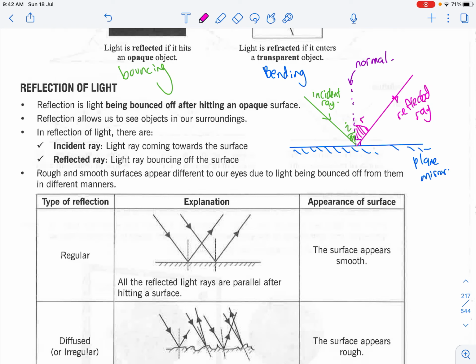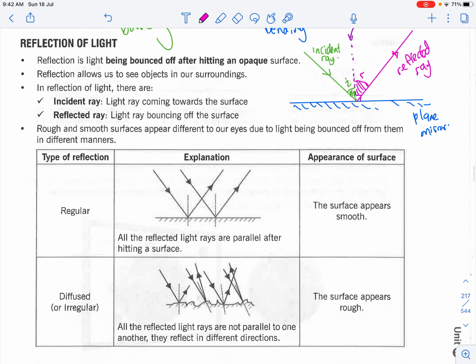Now in this case, this is quite typical in any reflection of light, and one of the laws of reflection is that the incident ray, the normal, and the reflected ray must all lie in the same plane, and that the angle of incidence and the angle of reflection are the same.